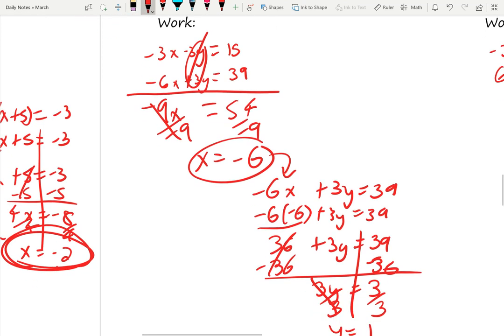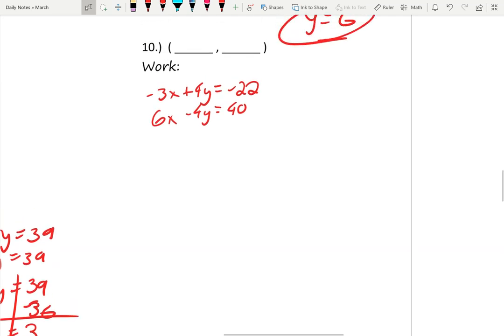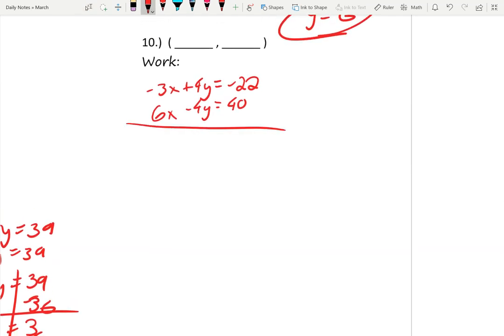And so we just have one more equation. It's pretty much the same problem. One more system. The y's are already going to cancel out here, which is very, very convenient. 4y and negative 4y will cancel out. So we're good to just go. So negative 3x plus 6x will become a positive 3x. 4y minus 4y is going to cancel out. And negative 22 plus 40 is going to be 18.